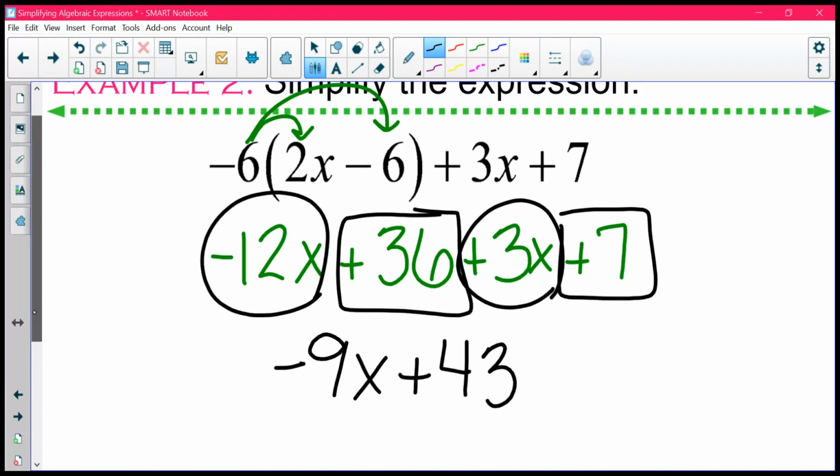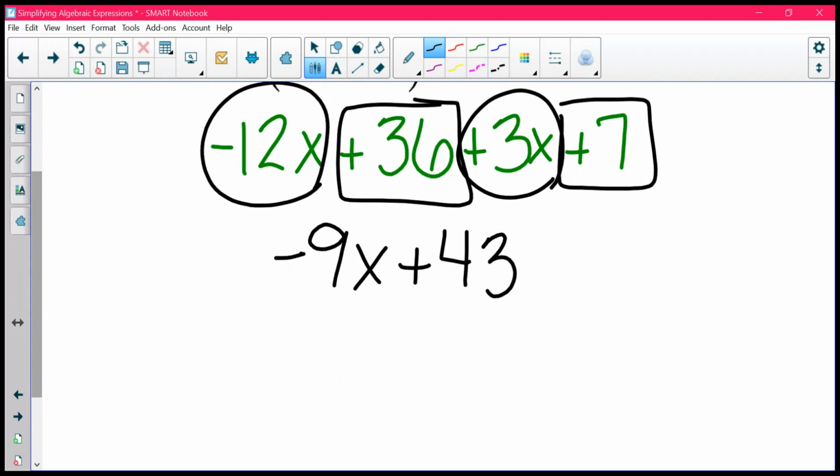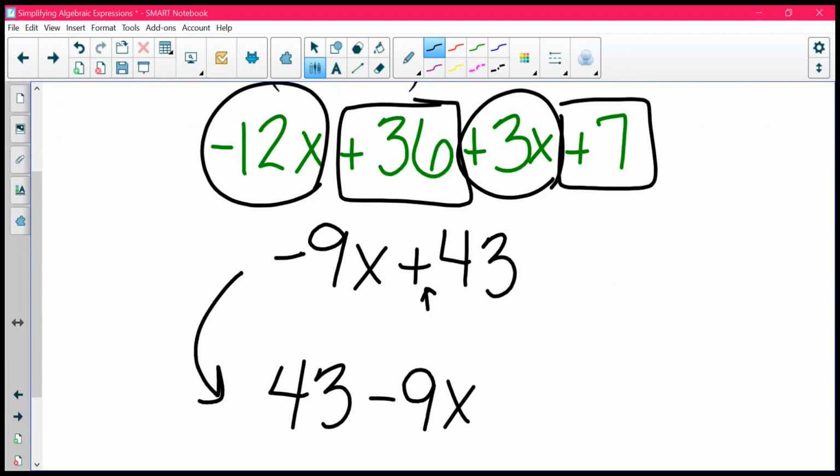Don't forget again, if you happen to have the 43 written first, that's okay too. However, if you put the 43 first, please know the 43 is positive. And the x term is a negative, so it would be minus 9x. These, again, are the same.